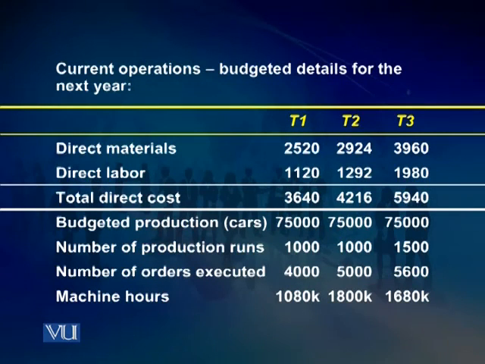The detail of machine hours is given. Machine hours for T1 1080, this is all in thousands, and T2 1,800,000, and T3 1,680, also in thousands. So when questions are given in the examination, one needs to very carefully see what information is being given.